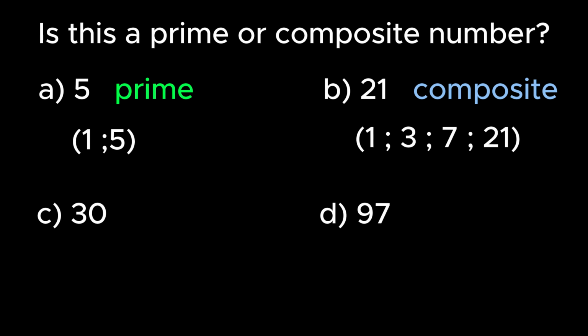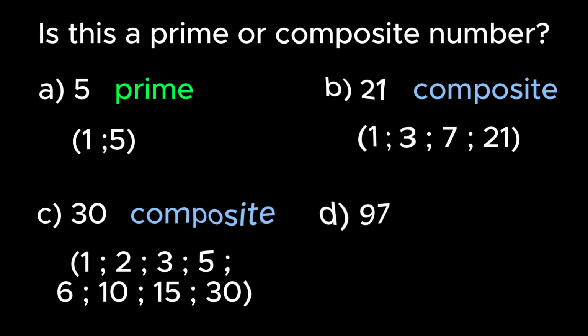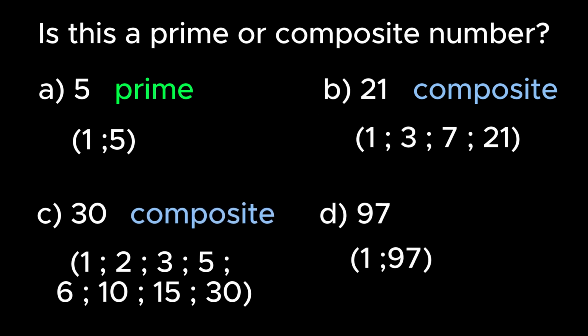The number 30, we have 1 times 30, 2 times 15, 3 times 10, 5 times 6. That's quite a lot of factors. Therefore, it is not a prime number. The number 97, its factors are 1 and 97. Only 2 factors. So it is a prime number.